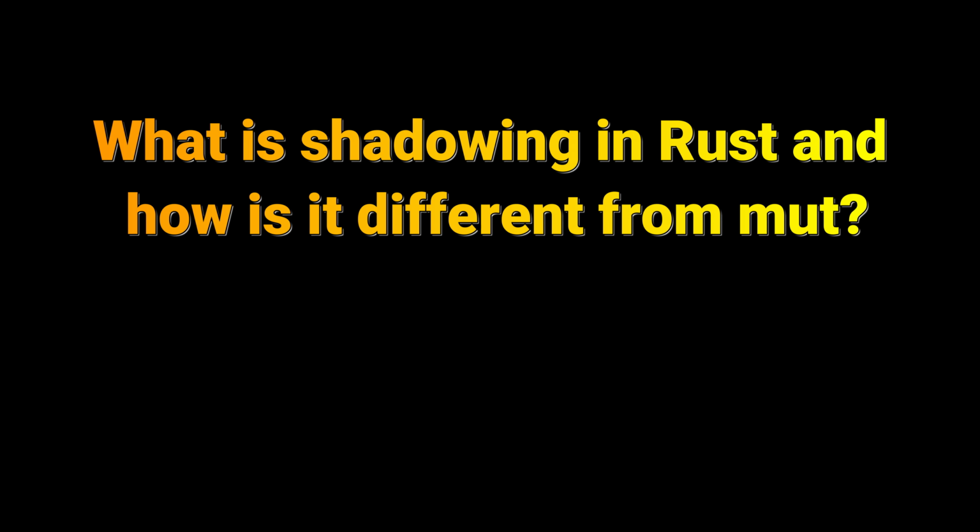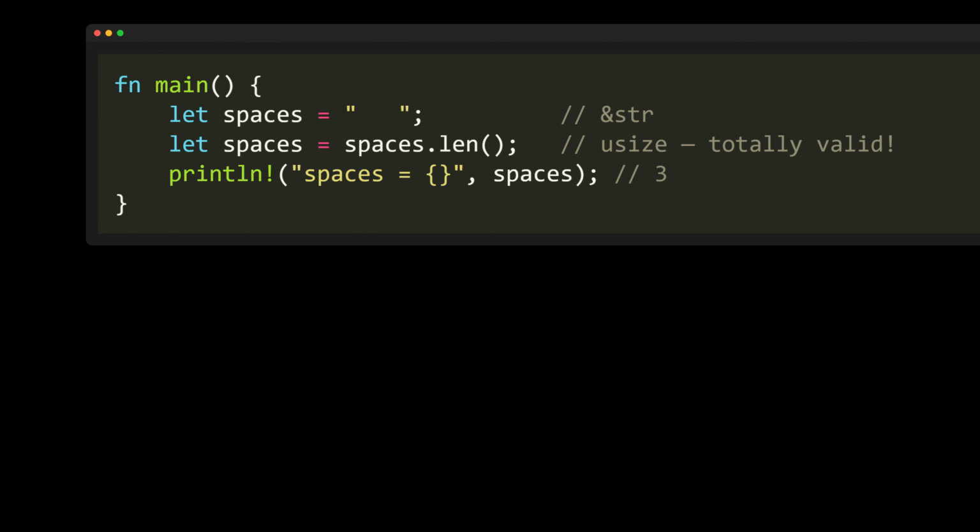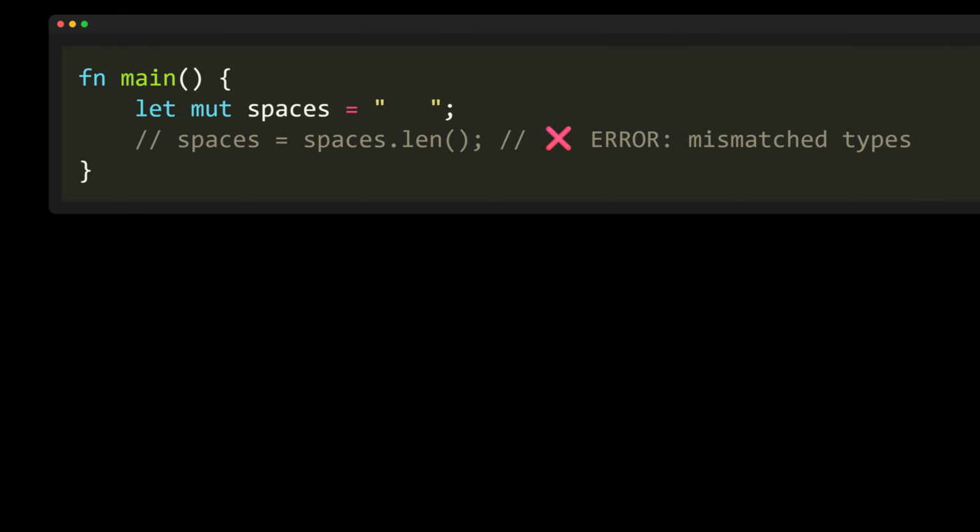Question: what is shadowing in Rust, and how is it different from mut? Answer: shadowing in Rust means you create a new variable with the same name by using let again. Each time you do this, the old variable is replaced by a new one. This is different from mut because mut only changes the value of the same variable. Shadowing creates a new variable, so it can really change the value step by step, and it can even change the type, which mut just cannot do.